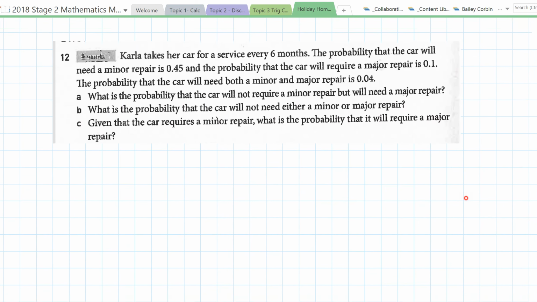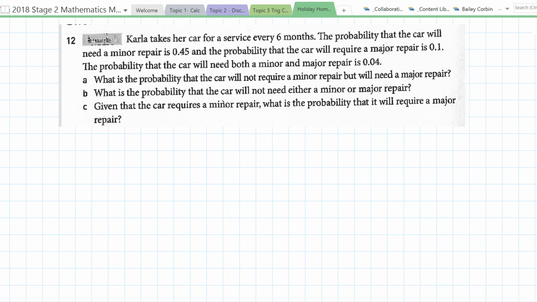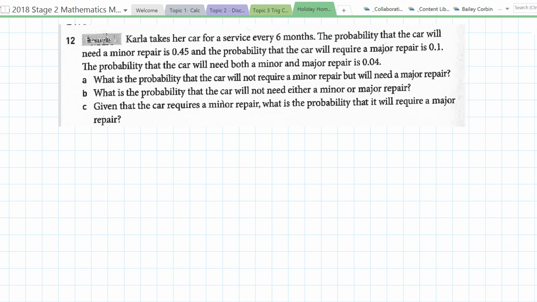Alright, going on down into binomial. Carl takes a car for a service every 6 months. The probability the car will need a minor repair is 0.45. The probability the car will need a major repair is 0.1. The probability the car will need both major and minor repair is 0.04. That would be unfortunate. What is the probability the car will not require a minor repair, but will require a major repair?